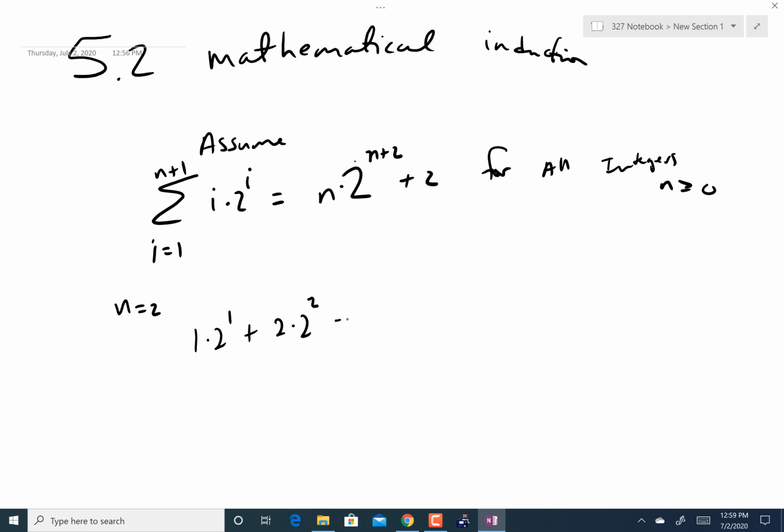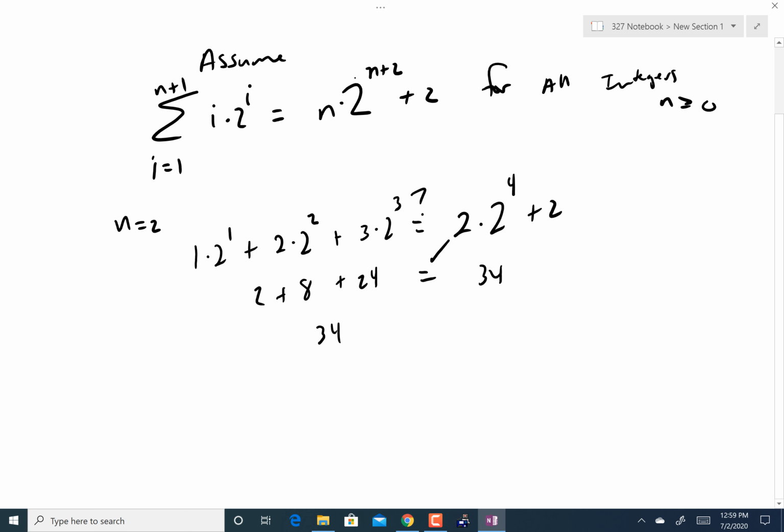So there's the second term, and then the third term, because you need to go to n plus 1. There you go. So that'd be 3 times 2 to the 3. Let's see if that works now. We got 2, 8, 24 plus 8 plus 2 is 34. Okay, let's see if that checks. That would be 2 times 2 to the 4 plus 2. 16 times 2 is 32, plus 2 is 34. Check. All right, that works for that value, and that's great.